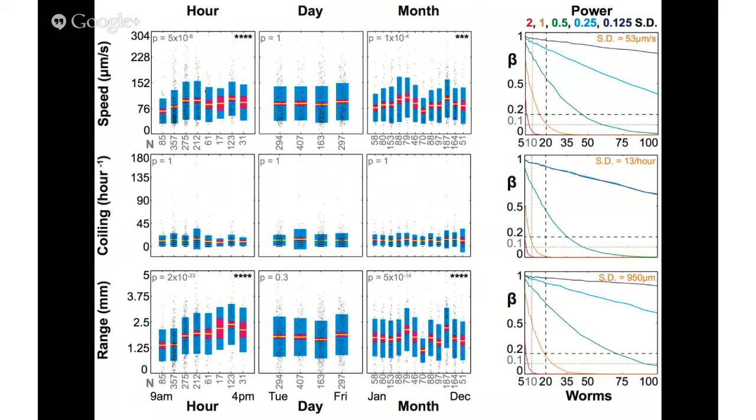Cool. Just to ask that question another way, maybe I missed it in the paper, do you summarize how many worms were not different from the wild type in any way? Or is every worm different from the wild type?